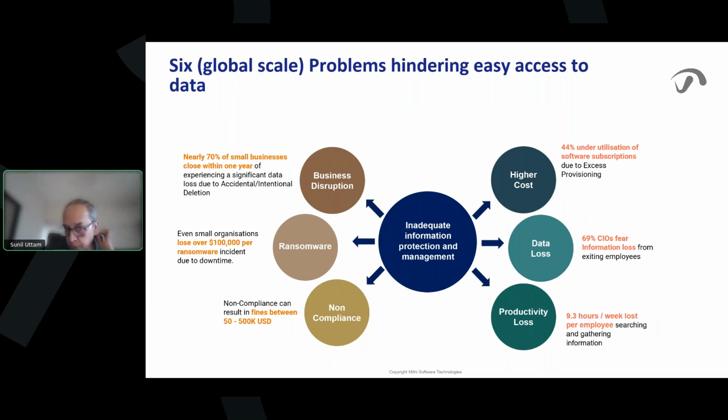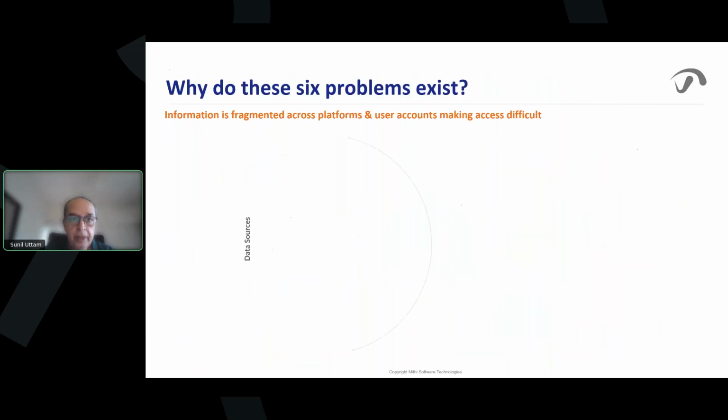So let's keep recapping. We identified that organizations have a demand for data. Now, this demand cannot be fulfilled because of these 6 global scale problems. When I say global scale, they are not just India specific, these are worldwide. And these problems create a hindrance to serve the demand. The next question to ask is, why do these 6 problems exist at all?